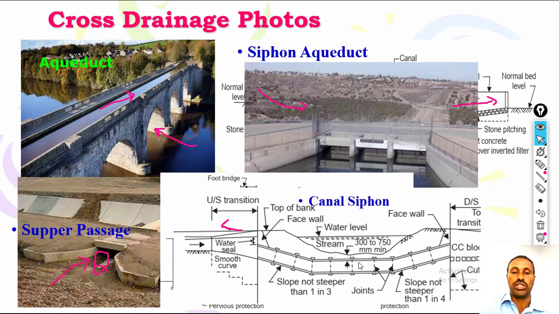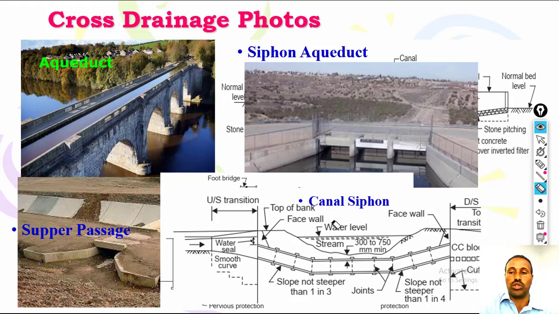So canal siphon is under siphoning action. It will go like this. So you may construct it under siphoning action. The canal is going like this. So you may have water level. You may have a stream or sometimes river. So you may construct below this flood discharge. So these are the sample photos for cross drainage structures.